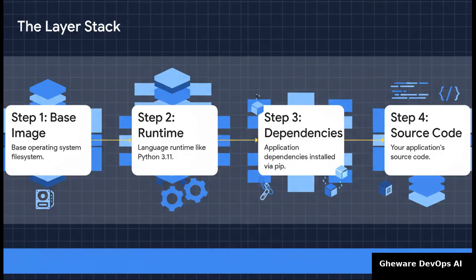And this slide right here, it perfectly illustrates that stack in action. You start with a base OS at the bottom, then you add your language runtime on top of that. Next, you install all your dependencies in another layer, and finally, right at the very top, you add your own source code. See? Each step builds on the last, creating this whole history of your image.